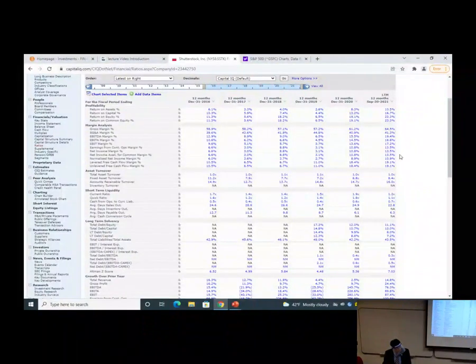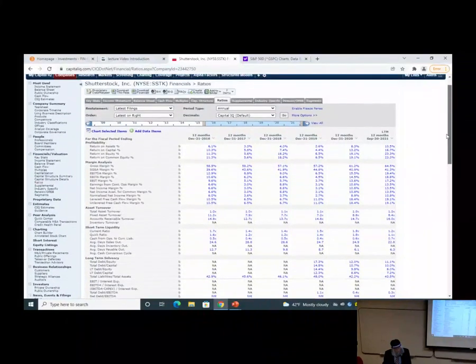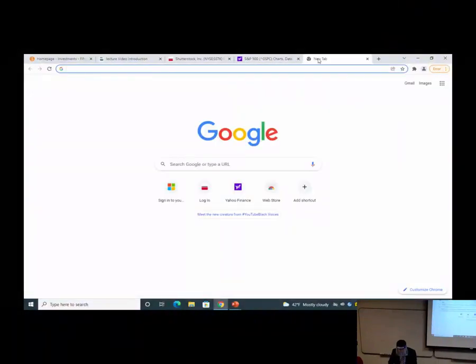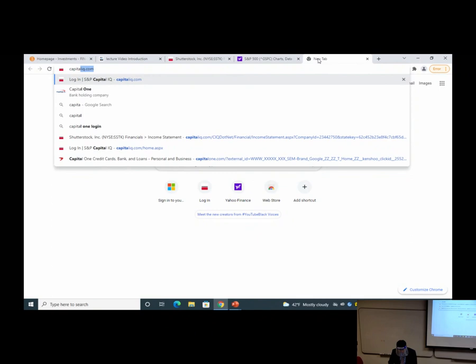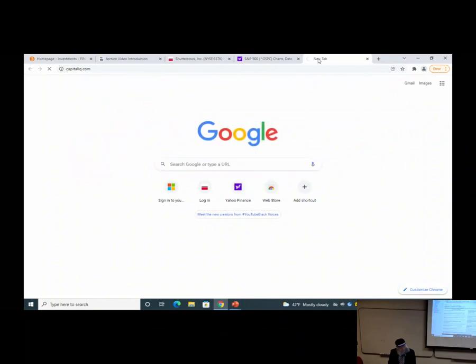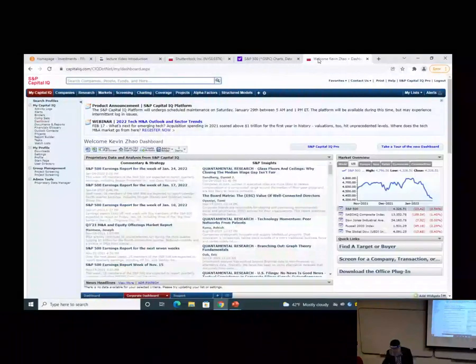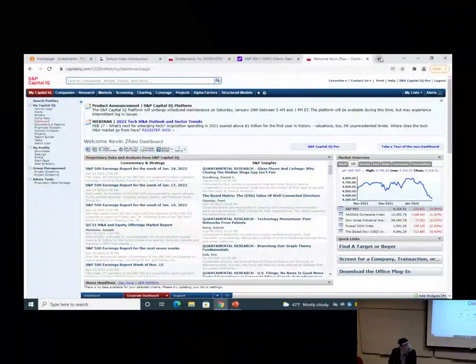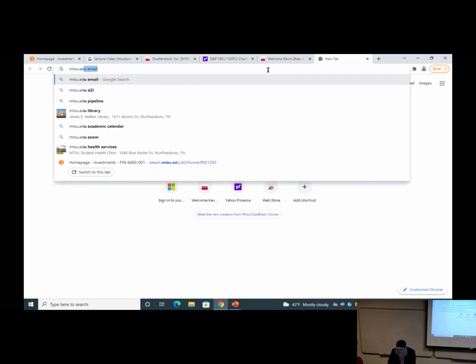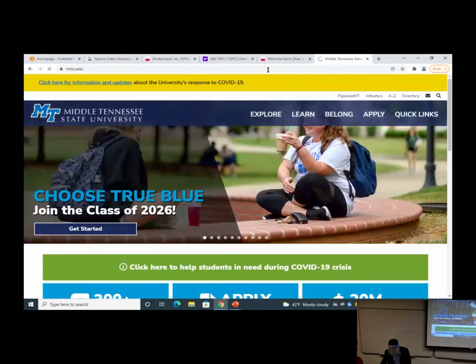You just go to capitaliq.com. I already logged in. Or you can go through MTSU. Of course, it's just a website. It works everywhere. You want to use the Excel sheet with the template from Capital IQ to do the future cash flow analysis, discussing the cash flow. You can use it as an add-on in Excel.